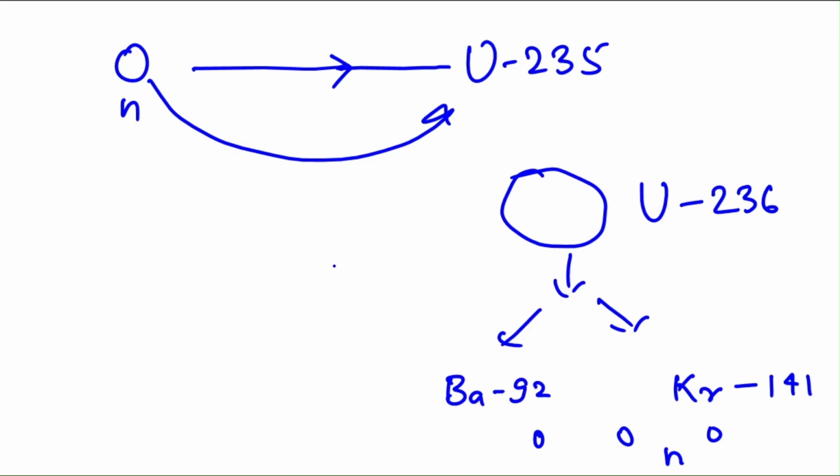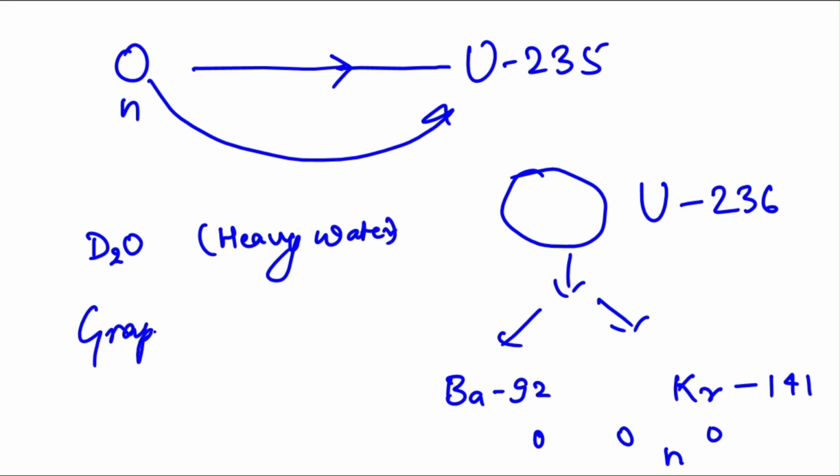To slow down these neutrons, we use materials like D2O, which we call heavy water, or graphite. Graphite, as you know, is a kind of carbon. We use such materials so that these neutrons collide with the nuclei of these materials and get slowed down.